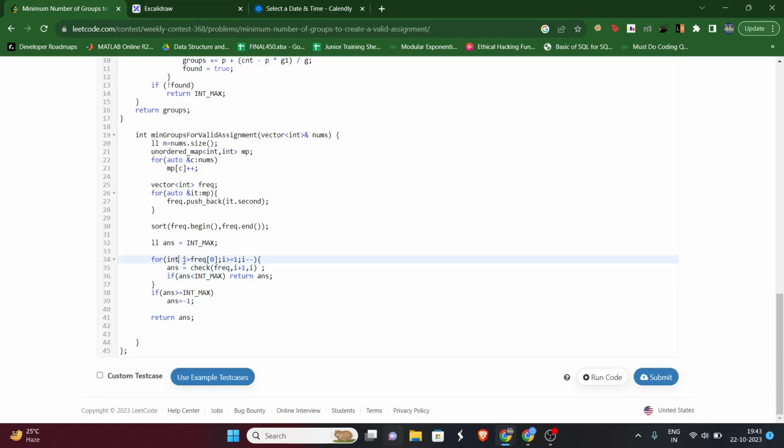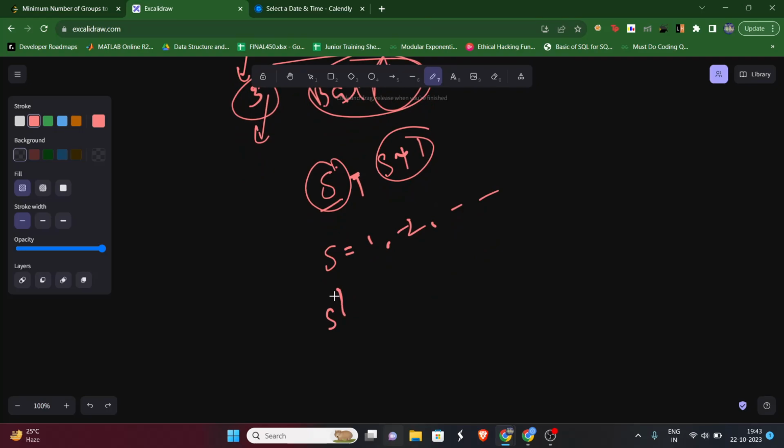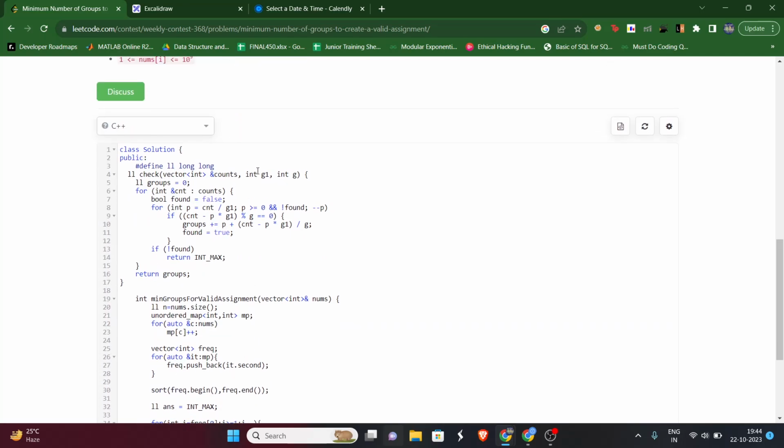Now we are just running a reverse loop, because whenever we find a solution, you will observe that if the base value is greater, that means the number of groups will be lesser, and if this decreases, then the number of groups will increase. So it's better that whenever we find the first solution, we can simply return it. That's what I am doing. Now there will be one question: we are passing the base value to this check function, and i plus 1 is nothing but s1, and i is s. Here it is represented as g1 and g. Okay, and this is the vector of frequency.